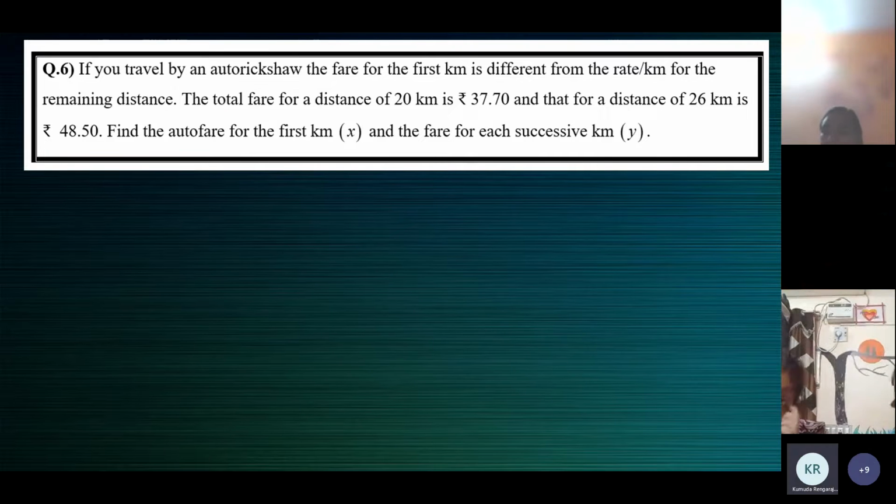Let me see who can frame the equation and tell me the equation first. Don't copy the question. You can just frame the equation and tell me. Don't write the question. Read the question, frame the equation and tell me the two equations.